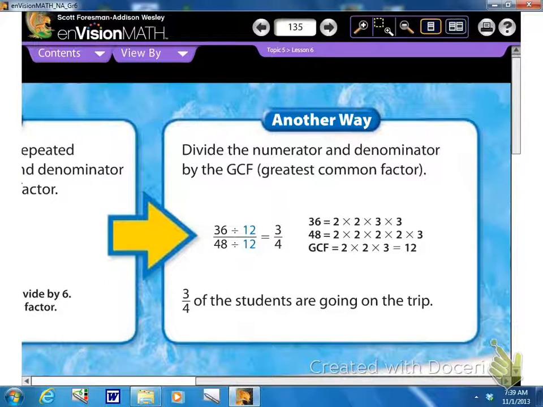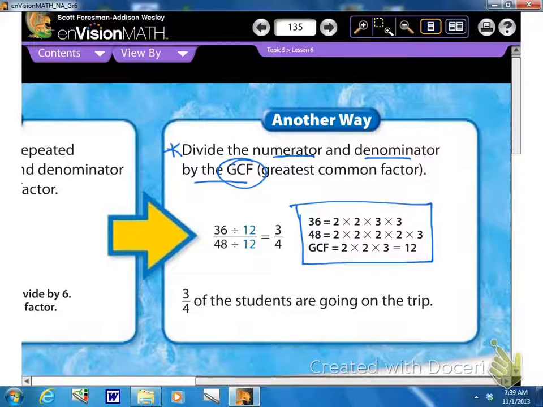Okay, so let's look at another way here. You can do it in one fell swoop, or just by dividing one time, if you divide the numerator and the denominator by the greatest common factor. So you'd have to know what the greatest common factor is. And they show over here how they can find the greatest common factor.